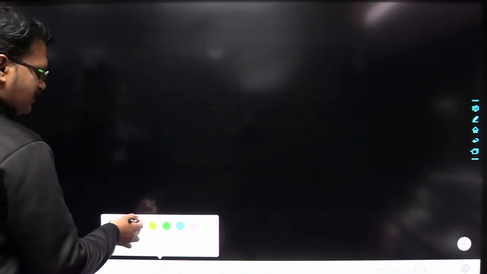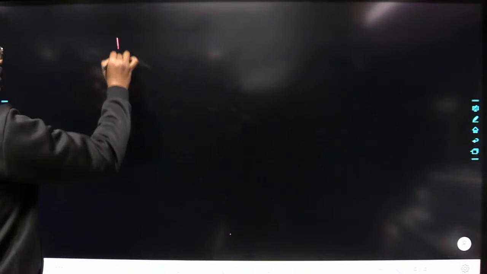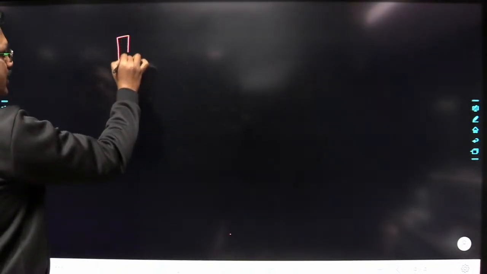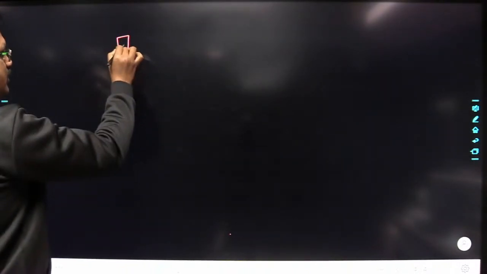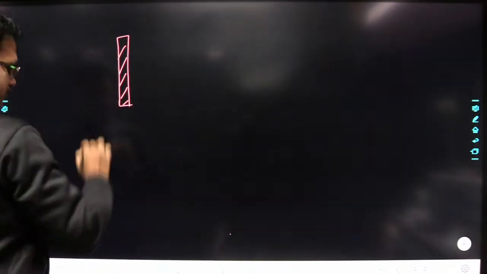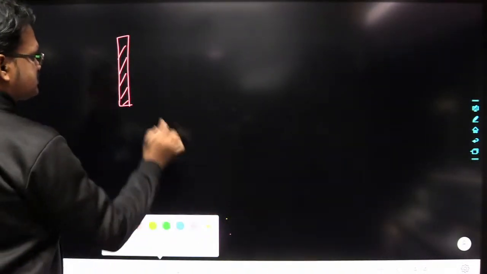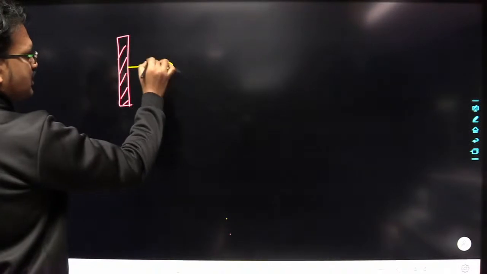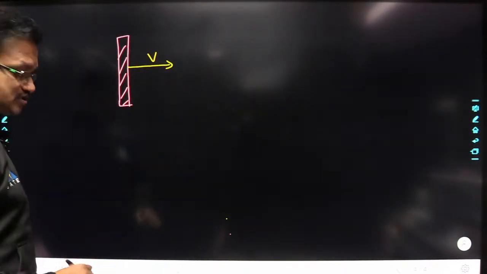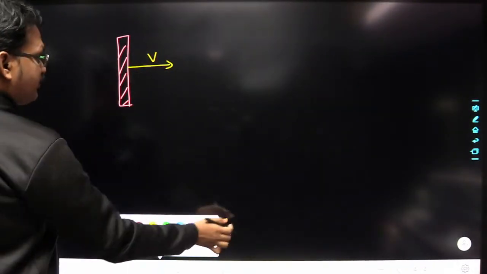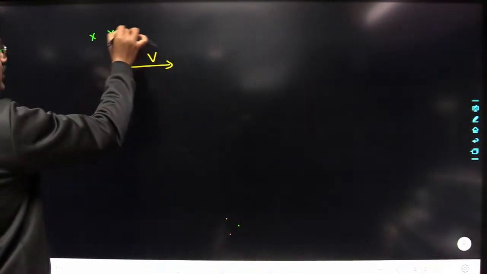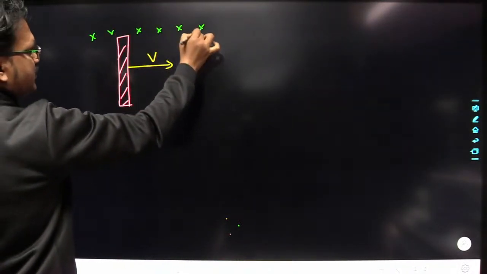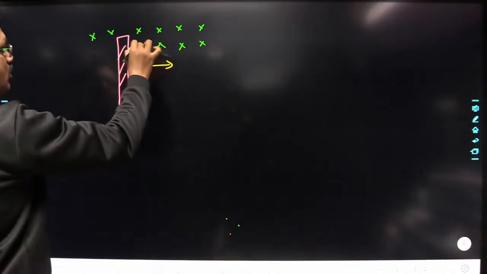So next, what we have done here is the same principle, or same concept. Based on the same concept, we have taken a conductor, and we have considered this conductor moving with velocity v in a magnetic field B. So we have considered a magnetic field that is pointing into the board.